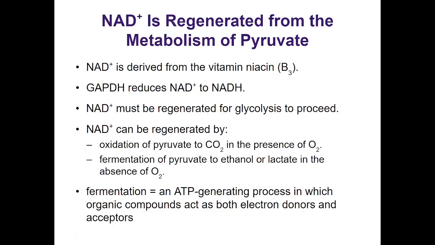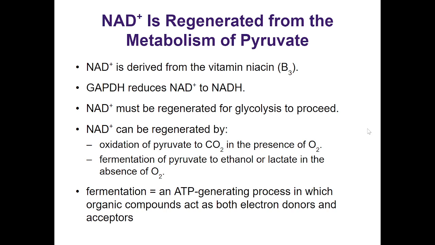Okay, so the NAD+ is going to be derived from vitamin niacin. This is B3. The GAPDH reduces the NAD+ to NADH. The NAD+ must be regenerated for glycolysis to proceed. If you run out of NAD+, what's going to happen? You run out of one of the substrates, don't you? It's one of the things that has to be bound to the enzyme for this reaction to occur, and so it will halt at those steps.